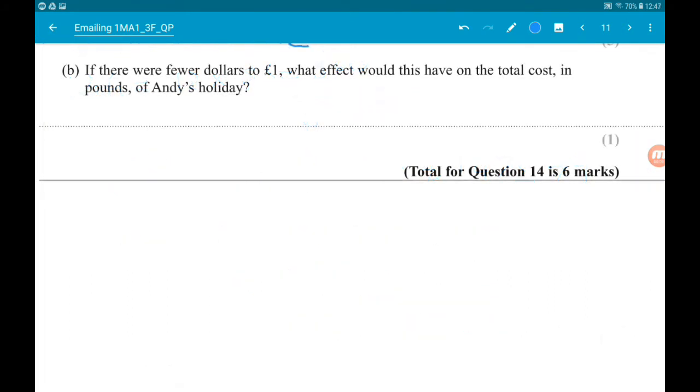Okay, then for part B and 1 mark, if there were fewer dollars to £1, what effect would this have on the cost of Andy's holiday? So, if there are less dollars to £1, essentially when you exchange currency, you are buying currency. So, if instead of getting $1.90 to £1, say that we got $1.50 to £1, currency is more expensive, so Andy's holiday would have cost him more.